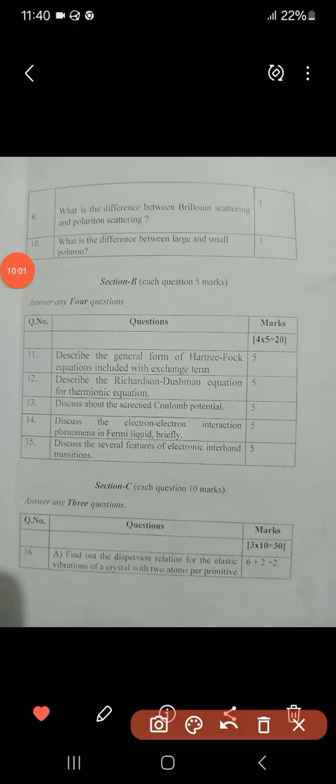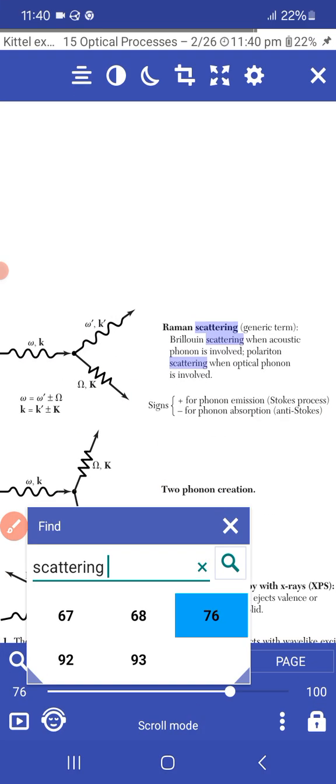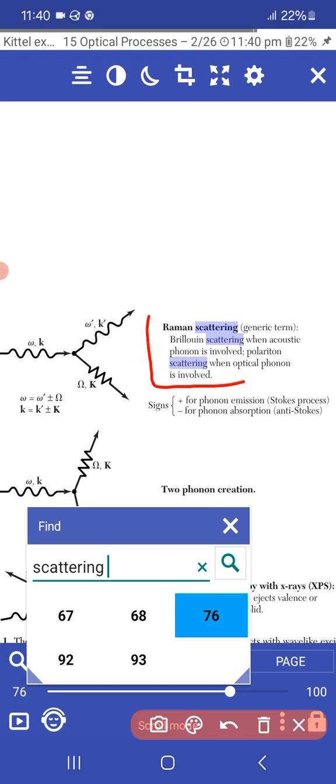What is the difference between Brillouin scattering and Polariton scattering? Here, in Raman scattering, Brillouin scattering is when an acoustical phonon is involved, and Polariton scattering is when an optical phonon is involved. Brillouin, acoustical; Polariton, optical. Yeah, makes sense.